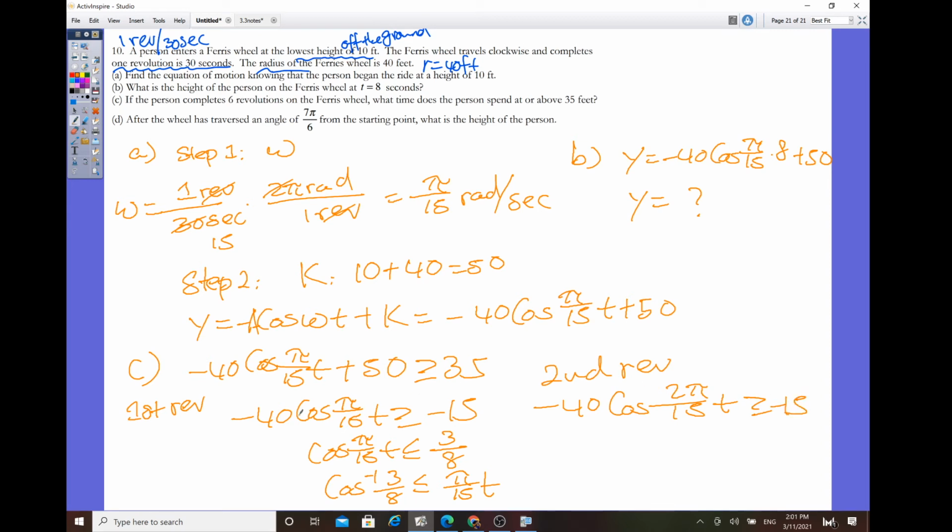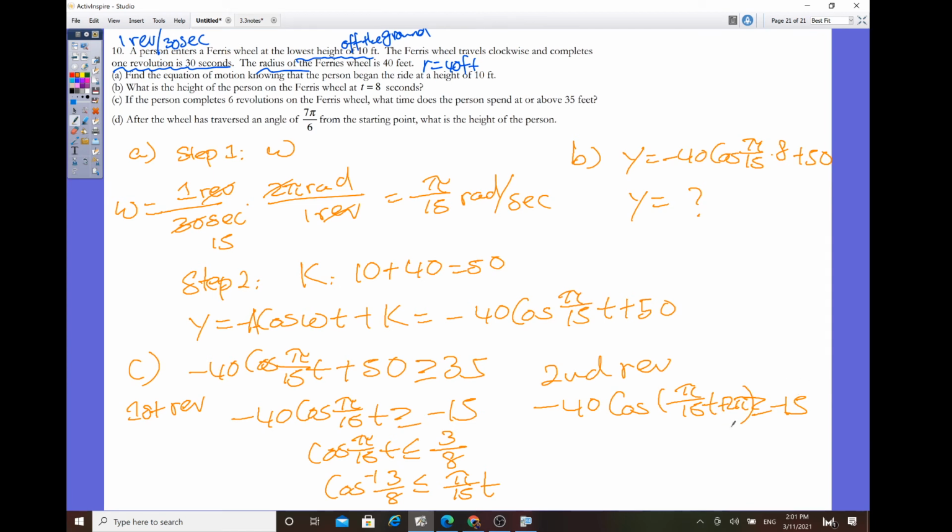So basically you need to add 2 pi. If you just add 2 pi, this one would be considered, okay, like this. So I just put in the multiples. You've got to be very careful with this type of problem. If that's after one complete revolution, the other one would be considered pi over 15 t plus 2 pi.